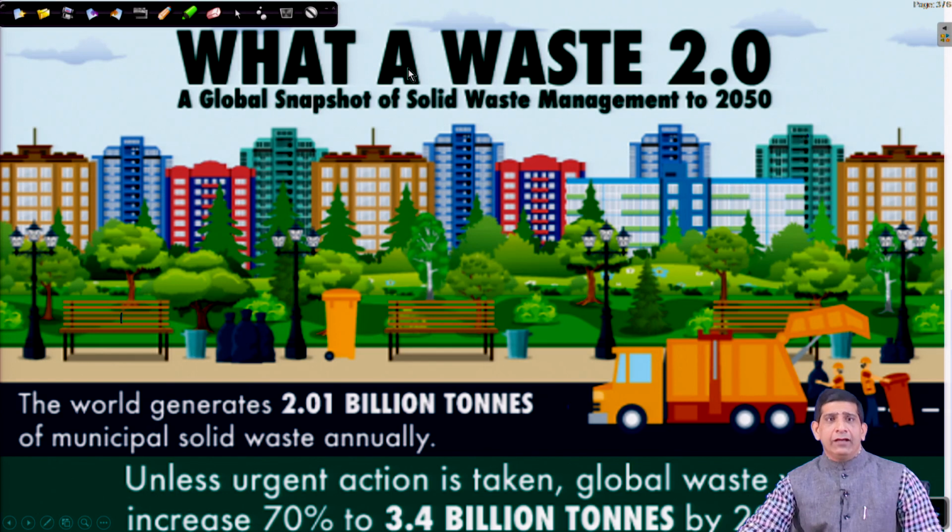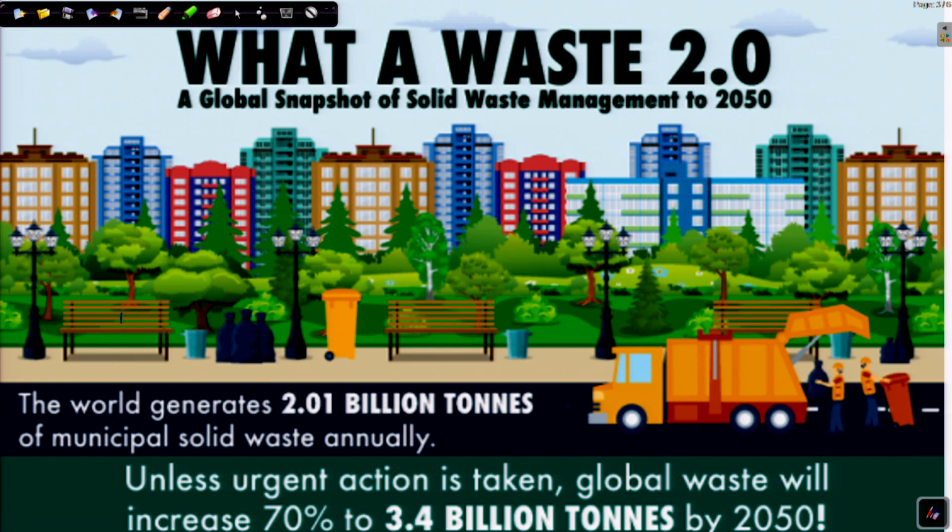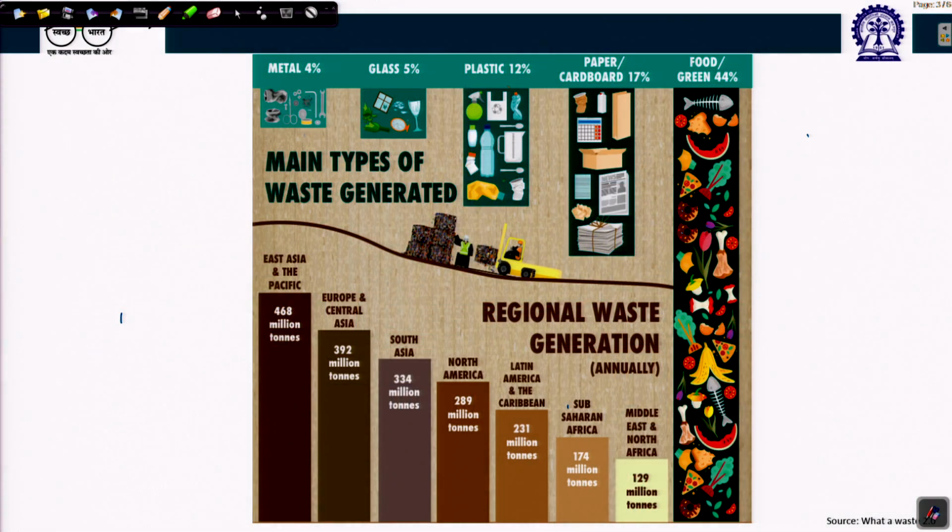In 2018, the World Bank came up with this report, and I try to use this report in many presentations I do. Some of you may have seen it before. It's called What a Waste 2.0. In that report, they present the global snapshot of solid waste management as of now and what will happen by 2050. The world generates 2.01 billion tons of municipal solid waste annually. If we don't do anything about that, that number is expected to go up to around 3.4 billion tons by 2050.